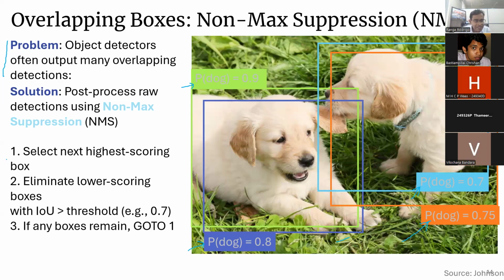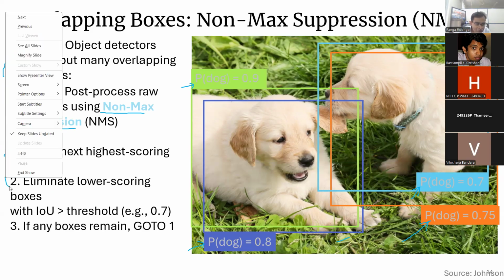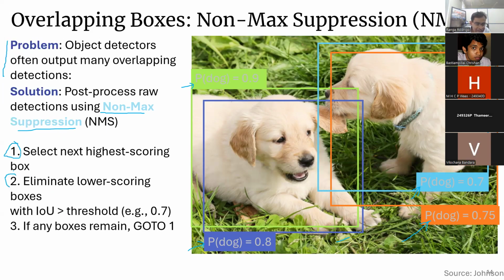So the solution: we have to post-process the raw detections using something called NMS, non-maximal suppression. Non-maximal suppression has to be applied after doing this detection. So what is this? Select the next highest scoring box. Eliminate the lower scoring boxes with an IOU threshold, for example greater than 0.7.